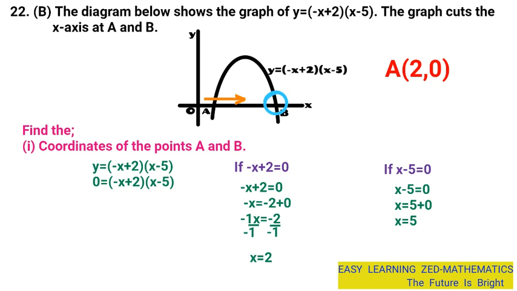Now let's come to the second question. We have already decided that since A comes before B, the bigger number will be for B. So the x in point B will be 5. We already said the value of y where the graph meets the x-axis is 0. So it is going to be 5, 0. So these were the coordinates for A and B respectively.